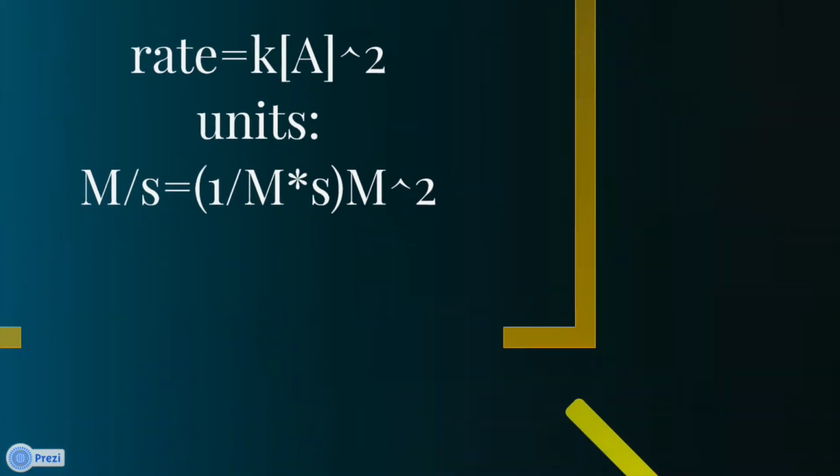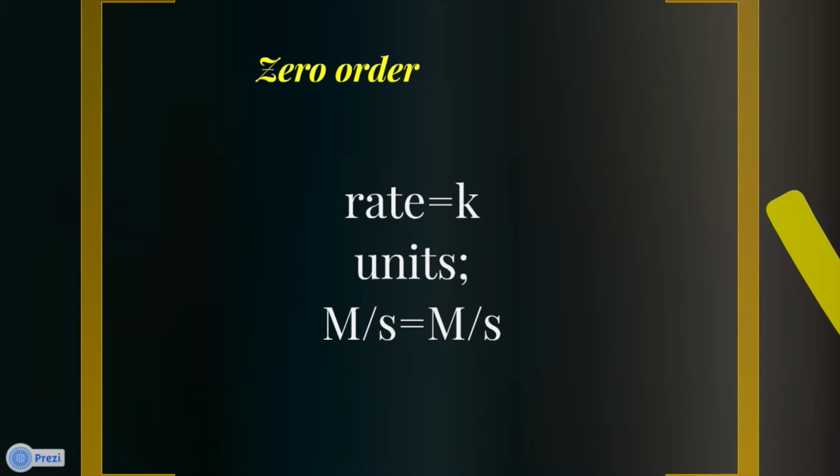Finally, we have a zero order. We don't have any concentrations for this reaction. All we know is that our rate unit has to be molarity over seconds. This equals K. Therefore, our unit for K is molarity over seconds.